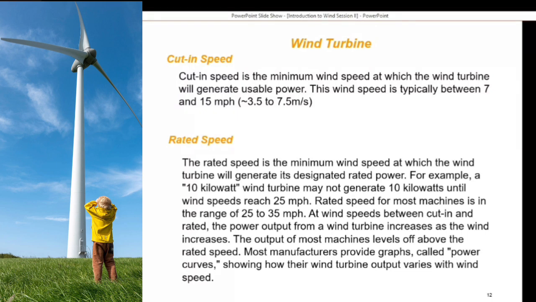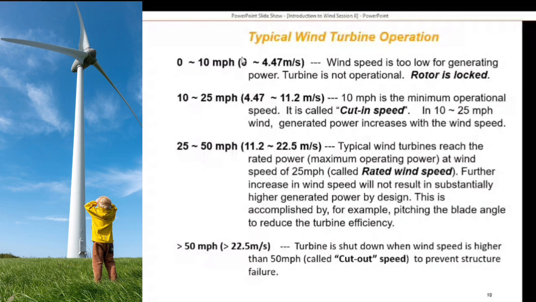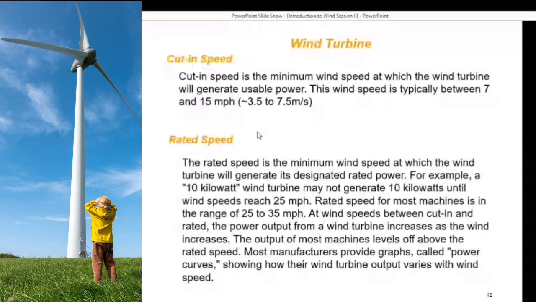So for a wind turbine, there is a cut-in speed. Cut-in speed is the minimum wind speed at which the wind turbine will generate usable power. This wind speed is typically between 7 and 15 miles per hour. Sometimes they say 3.5 to 7.5. You see, it is a little bit different to this one, because they said the rotor is locked up to even 4.5, while in this case they said from approximately 3.5.